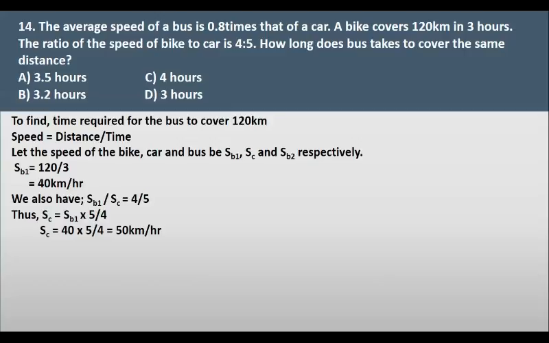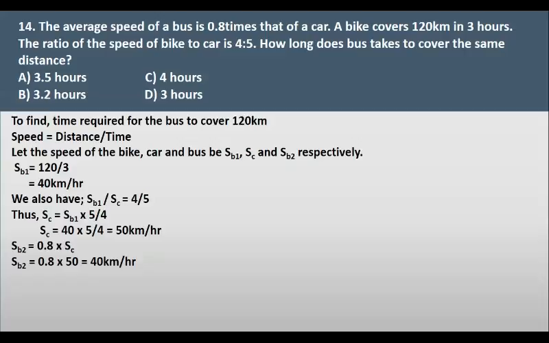Now our next step would be to find the speed of the bus from the data that is given in the problem. It is given that speed of the bus is equal to 0.8 times the speed of the car. So calculating it, we get 0.8 into 50 as 40 kilometers per hour.